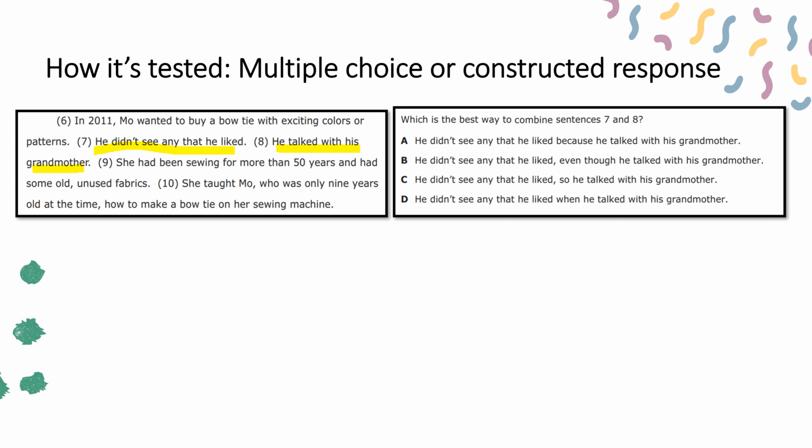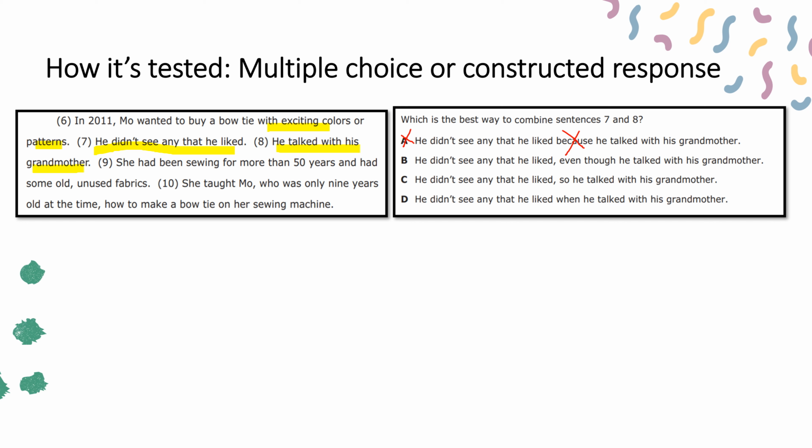So we see that he didn't see any that he liked first, talking about bow tie patterns and colors and patterns to make the bow tie. So he didn't see any that he liked, and then he talked with his grandmother. So let's look at the best way to combine them. A says he didn't see any that he liked because he talked to his grandmother. We know that this is not the answer because he didn't see any that he liked first. So it's not causal here.